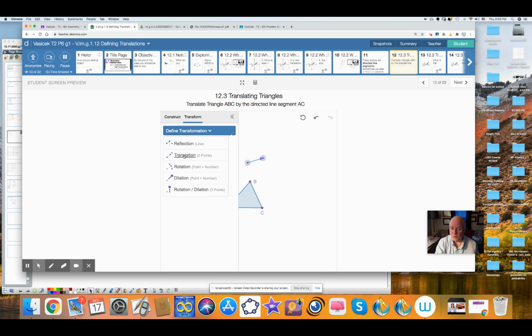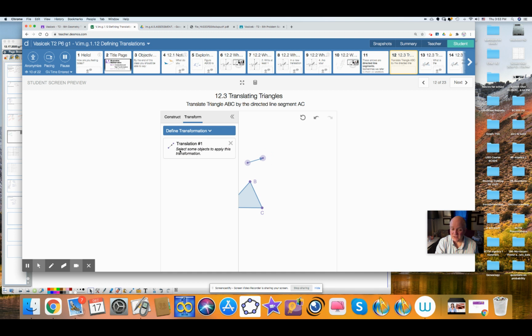The transformation we want is a translation. That's what this whole unit is about. It says to choose the point from and to choose the point to. Where we're going to go from is the tail of the vector. I will click on it once. Where we're going to is the head of the vector. I will click on it once.